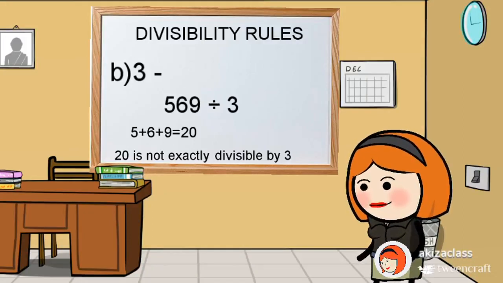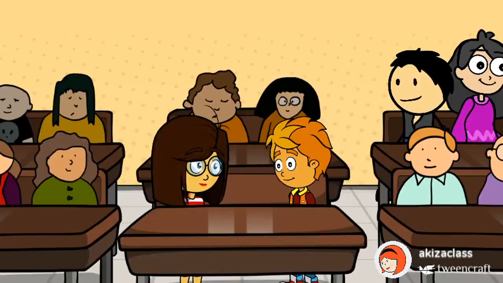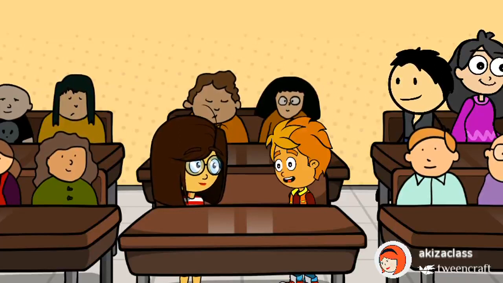Kunal, can you tell me 569 is exactly divisible by 3 or not? Ma'am, on adding 5, 6 and 9, we get the answer 20. And we know that 20 is not divisible by 3. So we can say that 569 is not exactly divisible by 3.